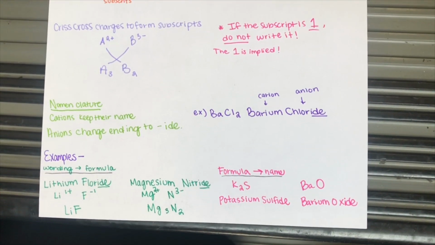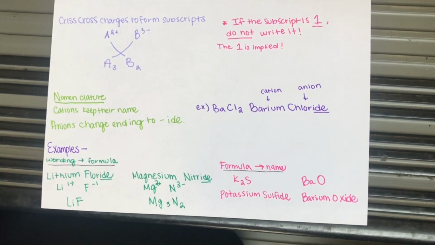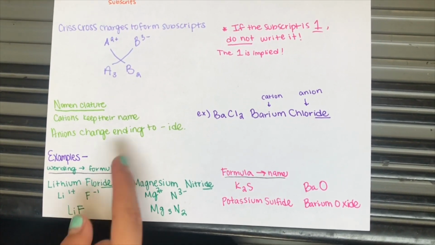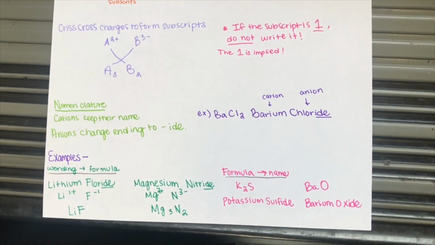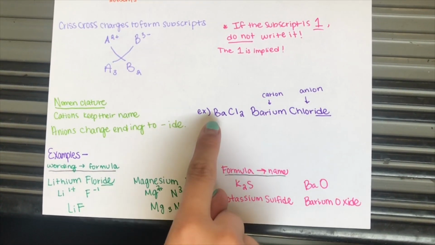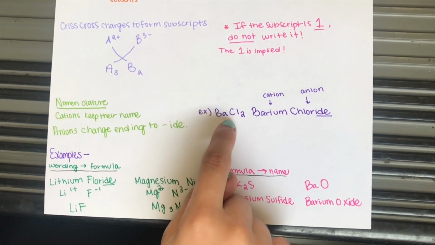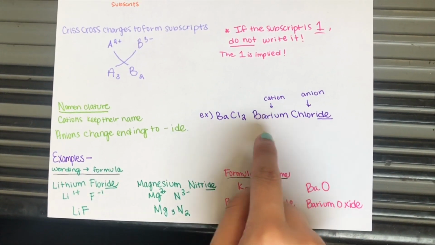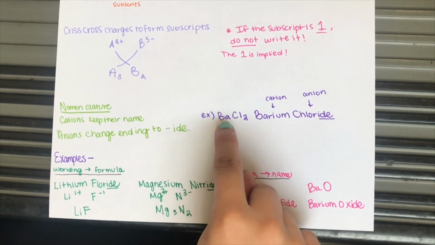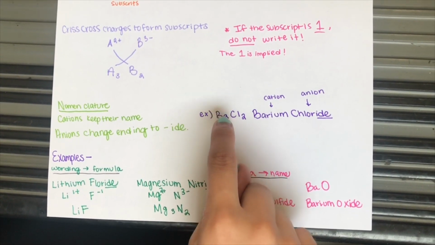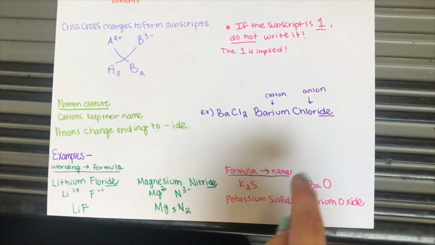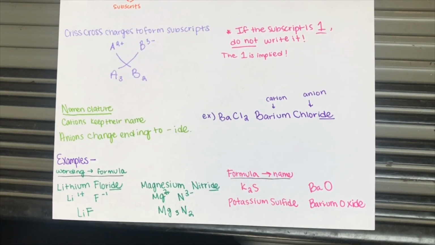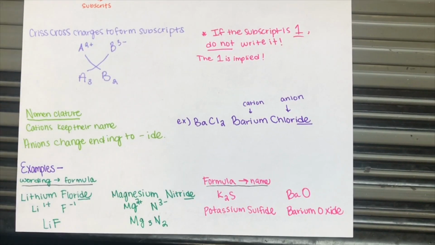Nomenclature. Cations keep their name. Anions change their ending to "ide". An example is BaCl2. The cation is barium because barium is Ba and it is the first element. Chloride is an anion and it is the second element in the formula.